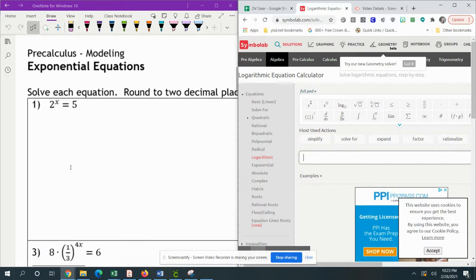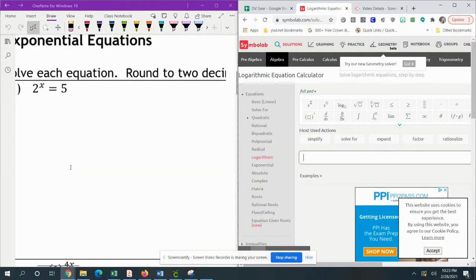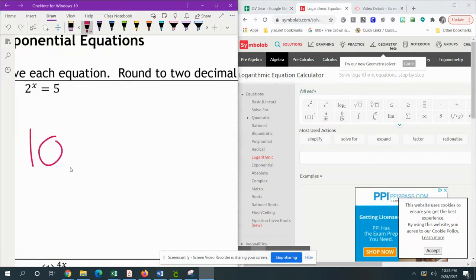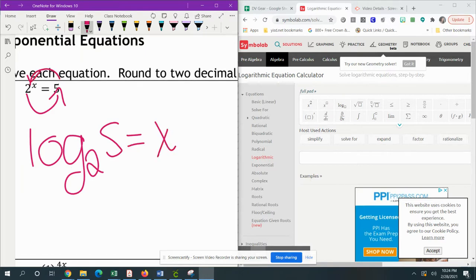So here we have 2 to the power of x equals 5. If we're trying to figure out what our exponent is equal to, we change it to x. So we write log, our base is 2, of 5, equals our exponent, which is x.